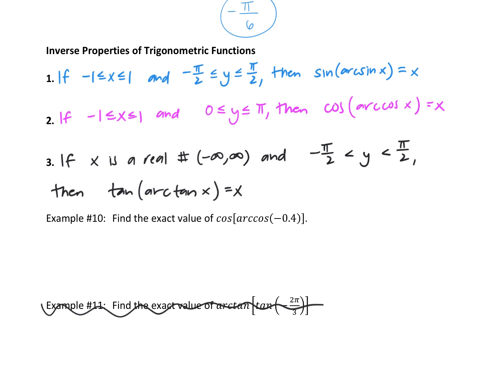We are going to cross out example 11. So example 10 says find the exact value of cosine of arc cosine of -0.4. Well, I've got cosine and then I've got arc cosine right next to it. Those two things are going to cancel each other out, and we're just left with -0.4.